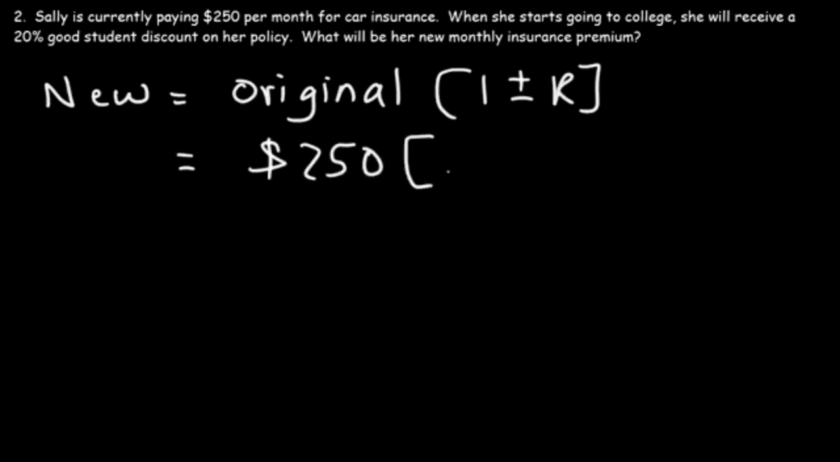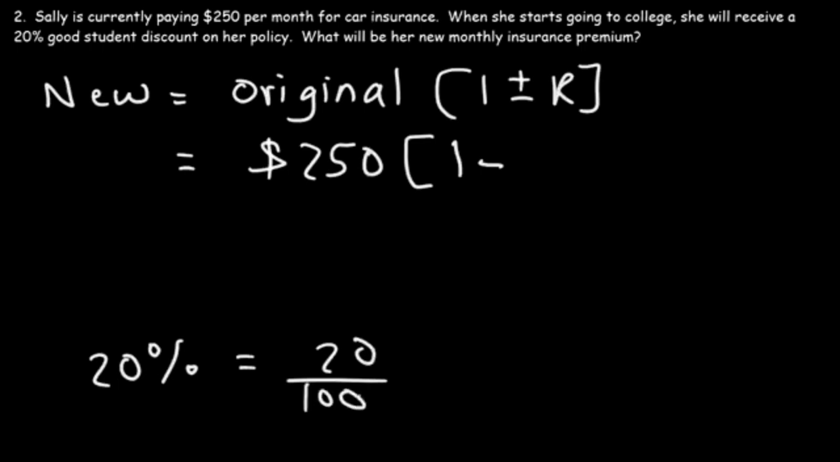Now she's going to receive a discount. So should we use positive R or negative R? We're going to use negative R because the premiums will decrease after the discount is applied. So it's going to be 1 minus. Now what is 20% as a decimal? 20% is 20 divided by 100, which is basically 0.20 or 0.2.